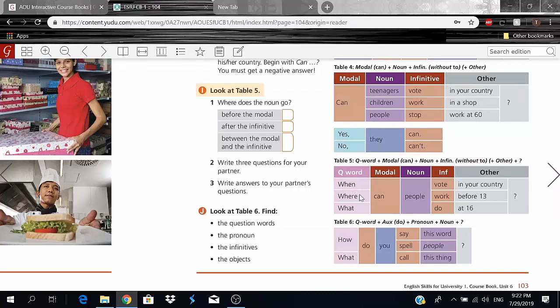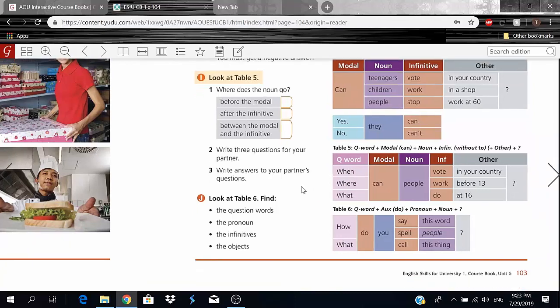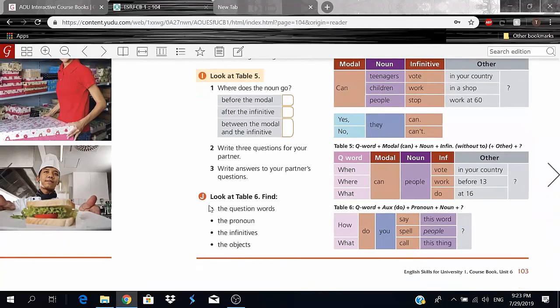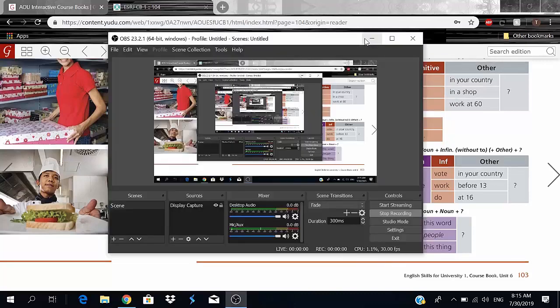Okay? Now let's go to exercise J. Look at table 6 and find the question words, the pronoun, the infinitives, and the objects. So the question words, obvious. Here we have how and what. The pronoun will be you. The infinitives will be say, spell, call, and finally the objects will be this word, people, this thing. Alright, you guys? That was simple enough. Now let's move on. Turn the page here.